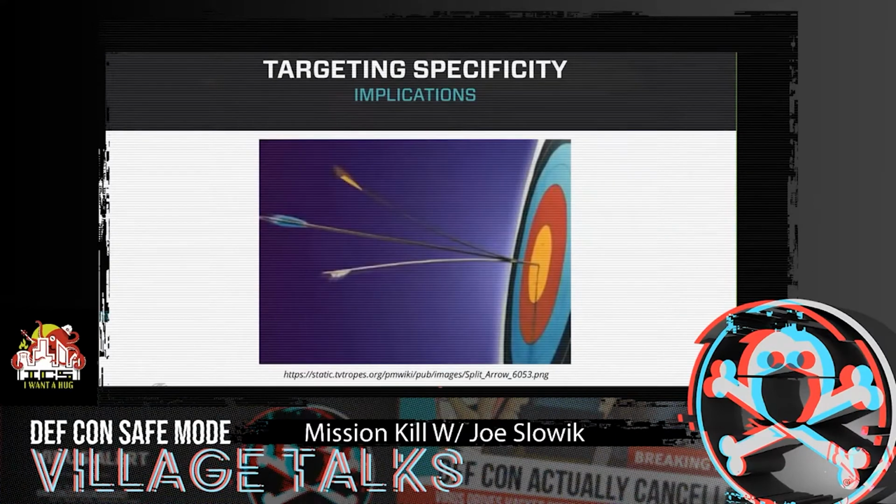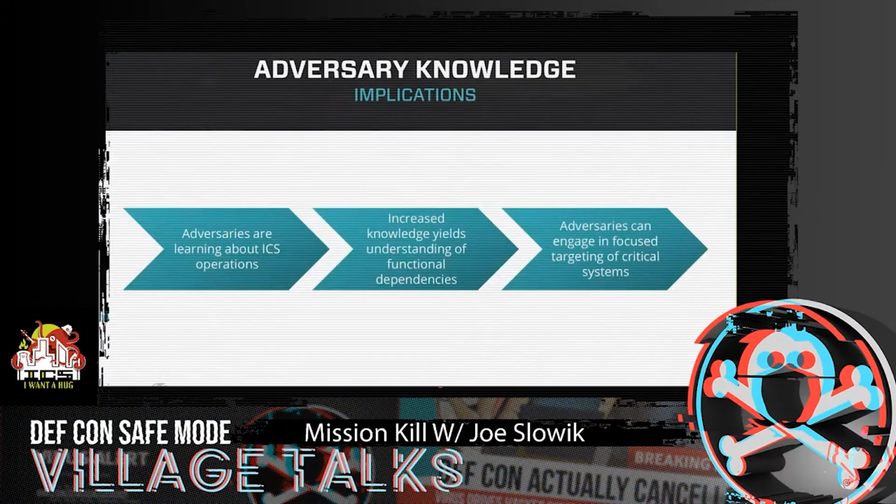Well, it shows that attackers are starting to get a little bit smarter in what they're shooting for when it comes to trying to disrupt industrial environments, whether that comes through cyber operations like we saw in the 2016 Ukraine event and the 2017 Saudi event, as well as through physical operations such as the ABCAKE drone and missile strike. Because what we're seeing is that adversaries are learning about how these operations work, and that increased knowledge yields an understanding of functional dependencies within these environments that allows adversaries to engage in focused targeting so that they can increase the effectiveness and the disruptive capability of strikes, no matter how they happen to be executed within plant environments.